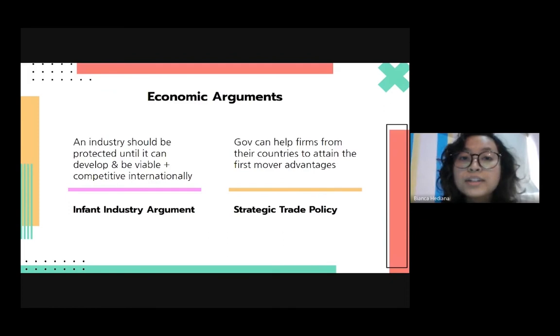The second component of the strategic trade policy argument is that it might pay a government to intervene in an industry by helping domestic firms overcome the barriers to entry created by foreign firms that have already reaped first mover advantage.